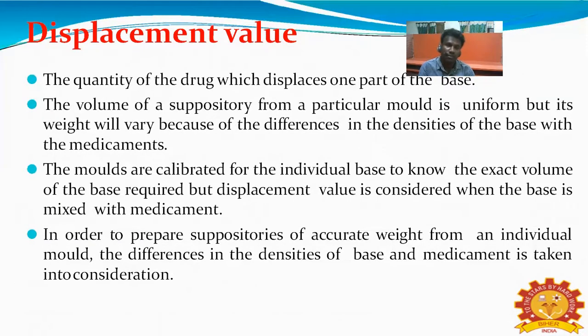Displacement value: the quantity of the drug which displaces one part of the base. The volume of a suppository from a particular mold is uniform, but its weight will vary because of differences in the densities of the base and medicaments. The molds are calibrated for the individual base to know the exact volume of the base, but displacement value is considered when the base is mixed with the medicaments in order to prepare the suppository with accurate weight from an individual mold. The difference in the densities of the base and the medicaments is taken into consideration.